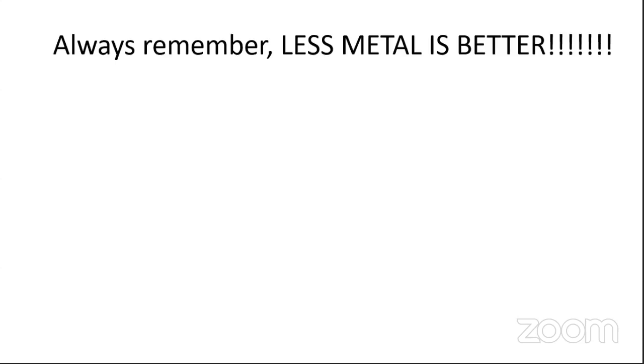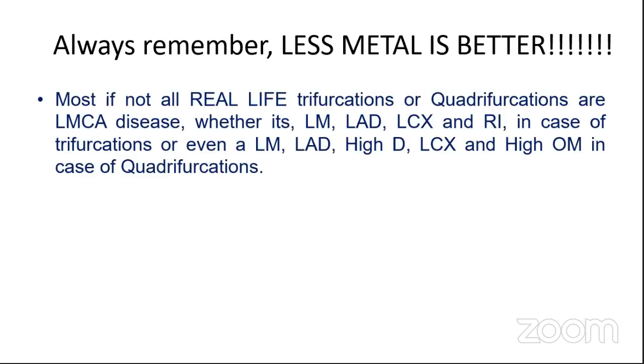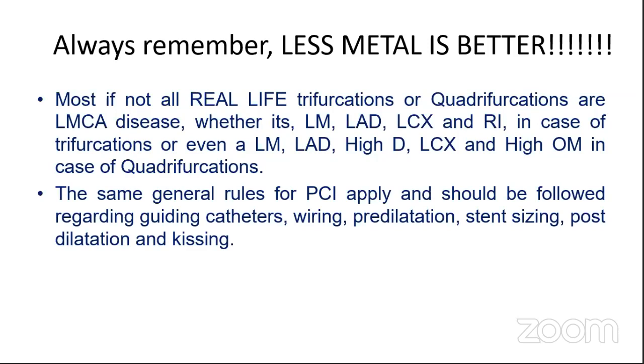So the lesson learned from this case for me is always remember you can put 3 stents, 4 stents, 5 stents, 9 stents. Less metal is better. Most, if not all, real-life trifurcations or quadrifurcations are left main coronary artery disease. No one is going to do a bifurcation for an LAD, second diagonal and third septum. If you have a trifurcation, it's an LAD, LCX, ramus. If you have a quadrifurcation like this one, it's an LAD, diagonal, LCX, OM. And if they are very close to the distal left main, unfortunately, like this case, it is a left main intervention case.